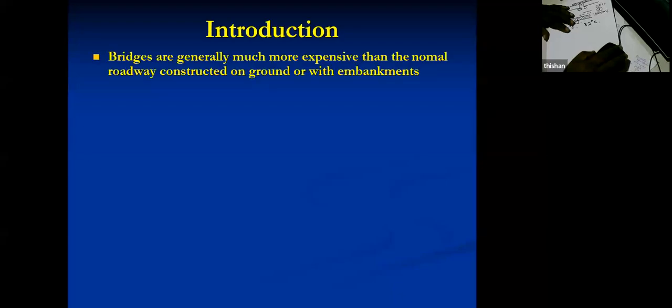So if you look at the introduction, what is the difference between a bridge and a roadway? Generally, elevated highways or bridges are much more expensive than embankments or normal roads. If you construct the road on the ground, or construct a small embankment and build the road on it, the cost can be much lower. Whereas if you decide to go for an elevated highway, the cost can be much higher.